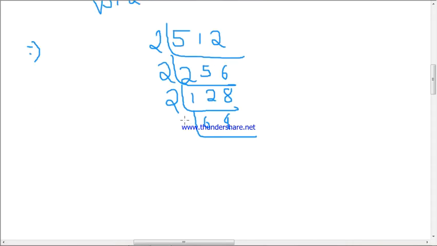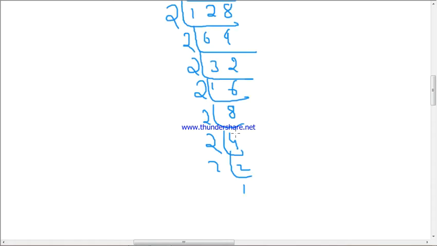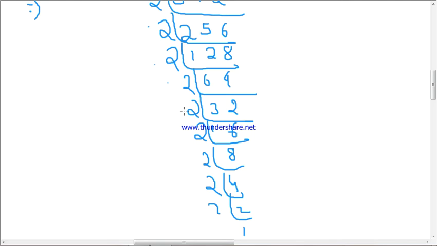Still divisible. 2 into 3 equals 6. 2 into 2 equals 4. Still divisible by 2 only. 2 into 1 equals 2. 2 into 6 equals 12. 2 into 8 equals 16. Still divisible by 2. 2 into 4 equals 8. And then 2 into 2. And then 2 into 1. Now let's count the number of factors.